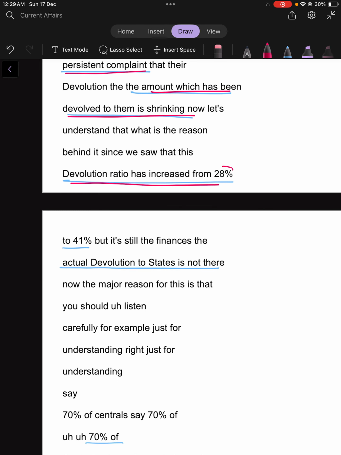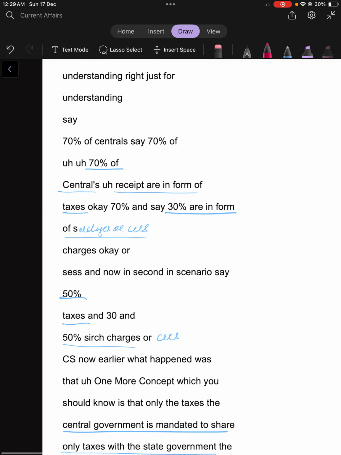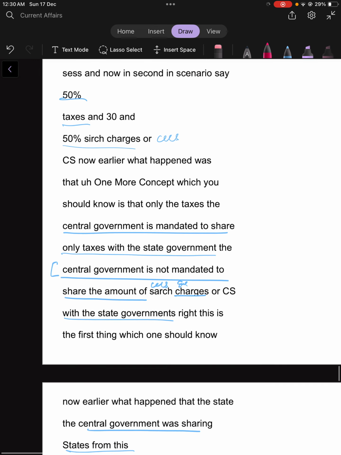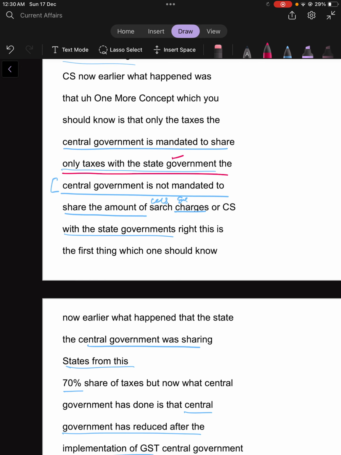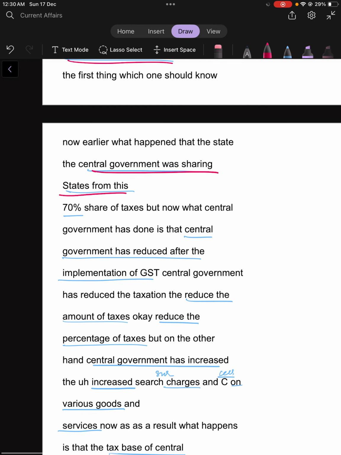Devolution ratio has increased from 28% to 41%, but actual devolution to the states is still not there, because 70% of the central receipts are in the form of taxes and 30% are in the form of surcharge and cess. The central government is mandated to share only the taxes with the state governments, but it is not mandated to share the amount of cess and surcharges.